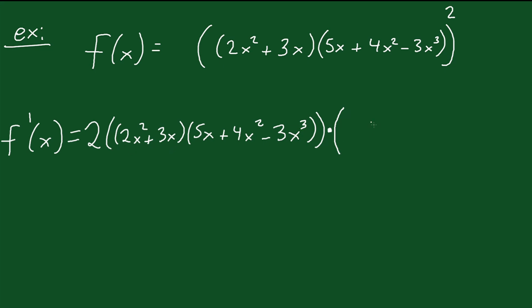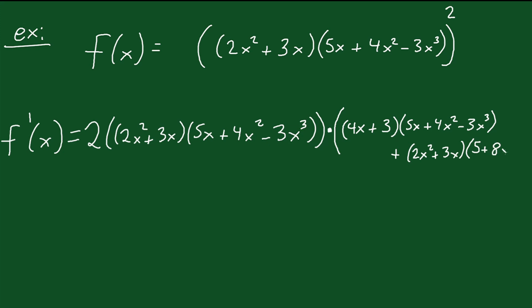Derivative of the first, that would give you 4x plus 3 times the second part unchanged, 5x plus 4x squared minus 3x cubed, plus the first unchanged, 2x squared plus 3x, times the derivative of the second part, which is 5 plus 8x minus 9x squared. And you can see I'm kind of running out of space there. I'm going to fit this bracket in best I can.